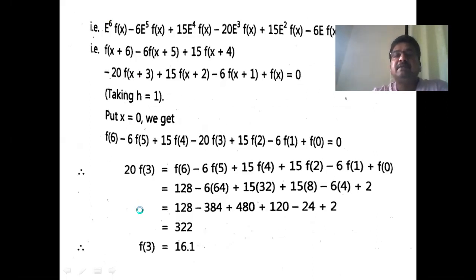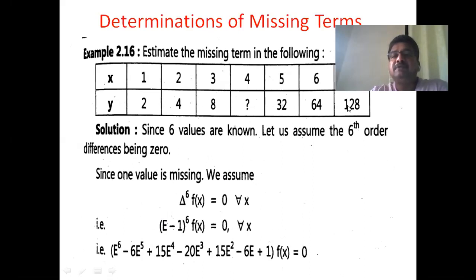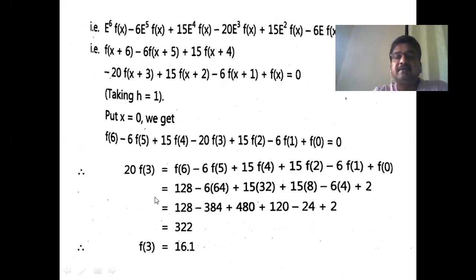What is f of 7? F of 7 is 128, f of 6 is 64, f of 5 is 32, and we have to find f of 4. So keep f of 4 as it is. Then write f of 3, f of 2, f of 1. So substitute all the values and calculate.